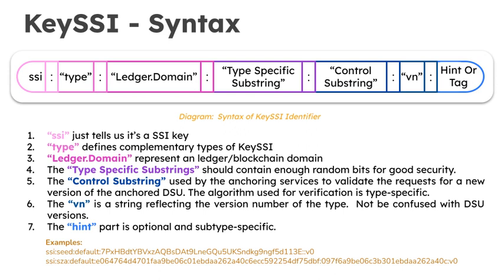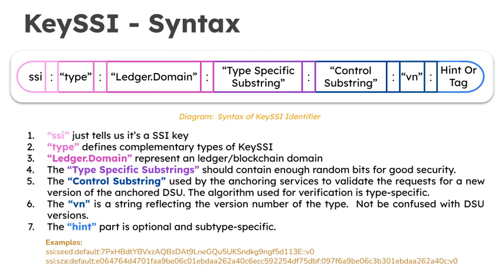6. The sixth part, VN, stands for the version number of the KeySSI type. It's important to differentiate this from the number of versions of DSUs, as each DSU instance could have multiple versions. This number is more a version of the protocol. 7. Finally, the seventh part, hint, is an optional component that provides subtype-specific information, further detailing the KeySSI. To illustrate these parts, consider these examples. In SSI seed default 7p v0, each section from SSI to v0 corresponds to the parts mentioned above.